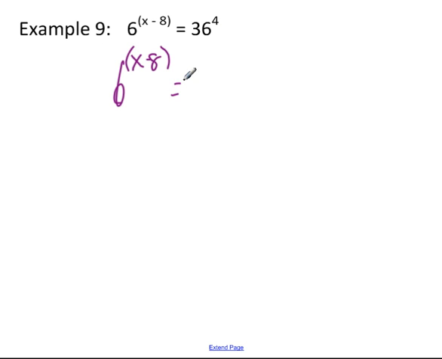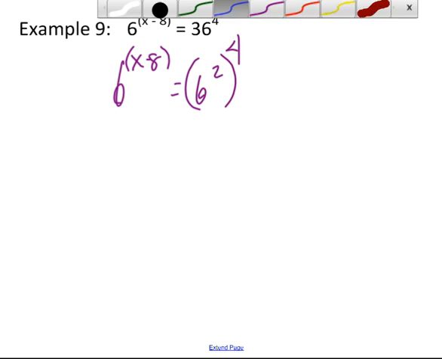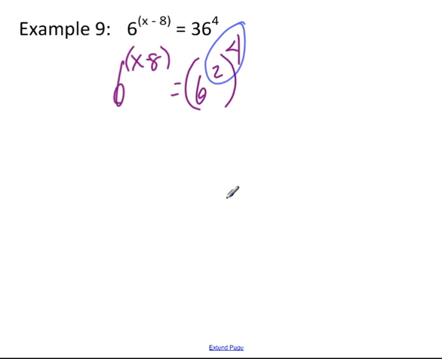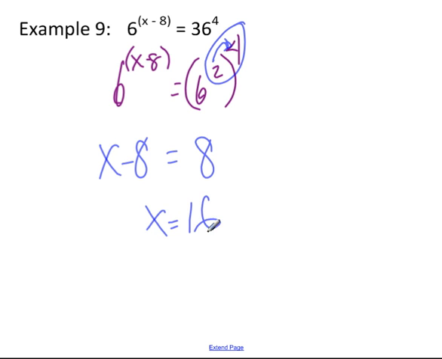Alright, so 6 to the x minus 8. It is a good idea to keep these things in parentheses just so you don't mess stuff up. 36 here is going to be 6 squared. That whole thing now is still to the 4th power. And this is where we have to remember that a power to a power means they multiply each other. It's like you take that guy and multiply it by the outside stuff. 2 times 4 makes an 8 here. So x minus 8 equals 8. Add the 8 over, and x is going to equal 16. That's exciting.